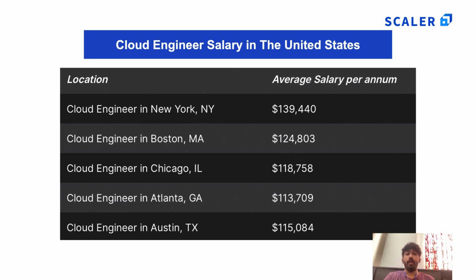Finally, cloud engineer salary in the United States. A cloud engineer in New York earns $139,000 per annum. Boston, 124,000. Chicago, 118,000. Atlanta, 113,000, and Austin, 115,000. These are the different salaries in the US. The average salary will always be about $100,000 for a cloud engineer in the US. Wherever you're working in the US, it'll always be a six-figure salary for a cloud engineer. So you don't have to worry about that.